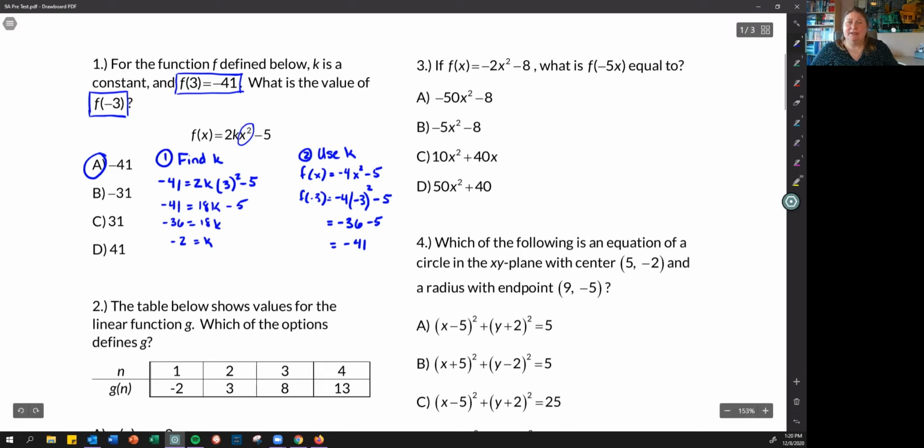And I definitely wanted to show you that idea of first you find K, then you use K, because you don't always have a shortcut in the question. If this was like f of 3 is negative 41, what is f of negative 5? We could still figure that out the long way, but then the shortcut would no longer exist for us. So it is important to know all the steps.